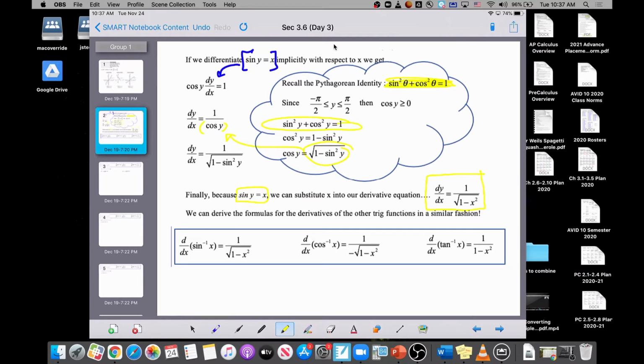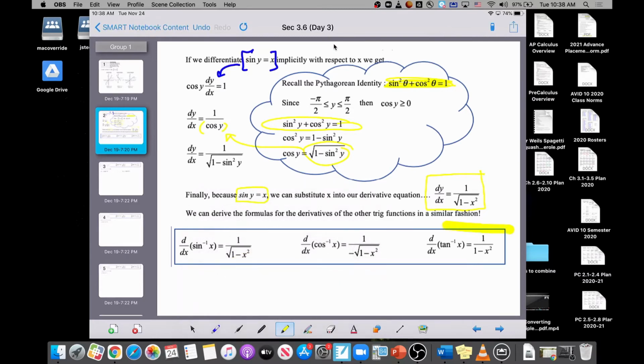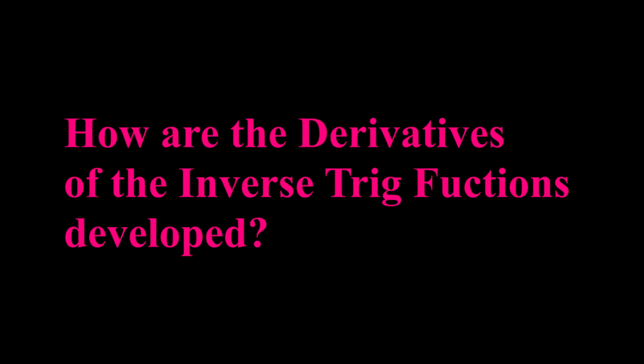So you could go through a similar proof to find the derivative of inverse cosine and the derivative of inverse tangent, but those three derivatives are given for you here in this box in your notes. So those are some important derivatives that you want to maybe add to your pile of flashcards in terms of working on memorizing.